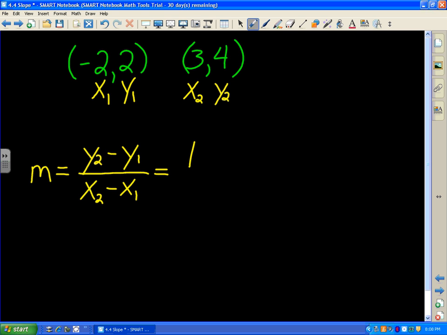So we still have y sub 2, which is 4 minus 2, and x sub 2 minus x sub 1, 3 minus negative 2. Four minus 2 will give us 2. And if we look, we know minus and negative will give us addition. Our slope is 2/5.